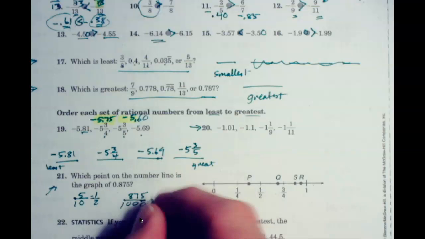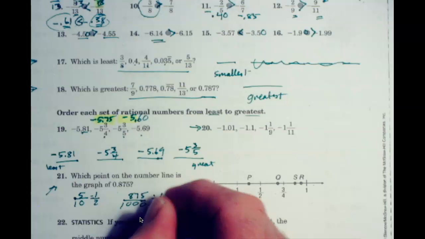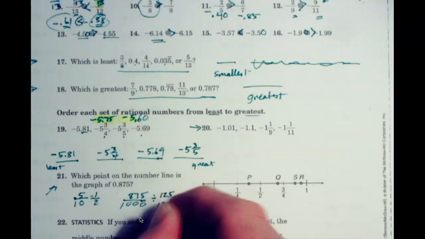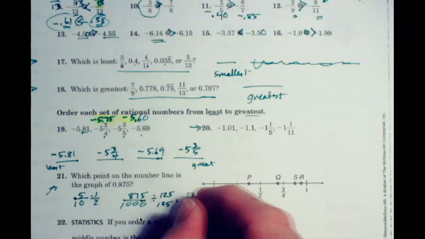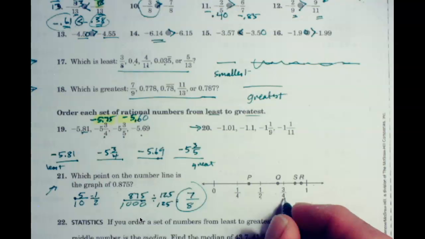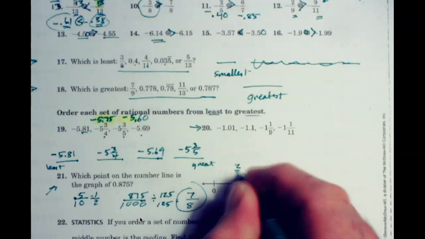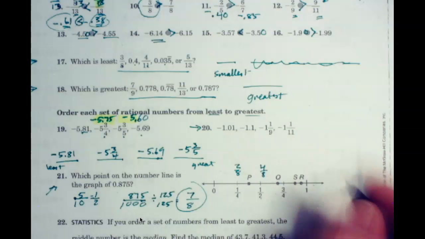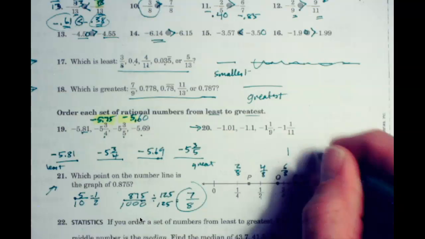Now, if you start dividing these, you could divide by 5, you could divide by 25, you could actually divide them by 125 too. That's the greatest common factor. And if you do that, 875 divided by 125 is 7, and 1000 divided by 125 is 8. So this fraction is 7/8. If this is a quarter and this is a half, and this is 3/4, well, this is 2/8, this is 4/8, 3/4 is 6/8. So 7/8 has to be halfway between these two.